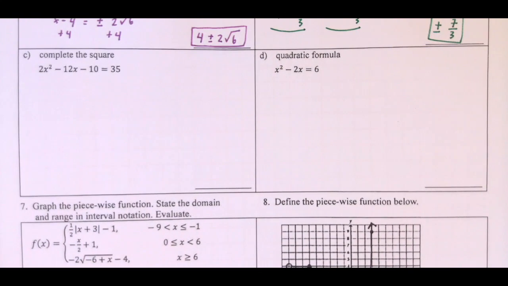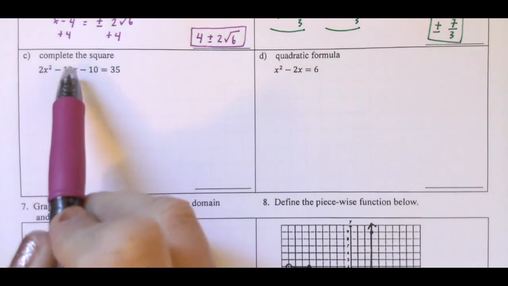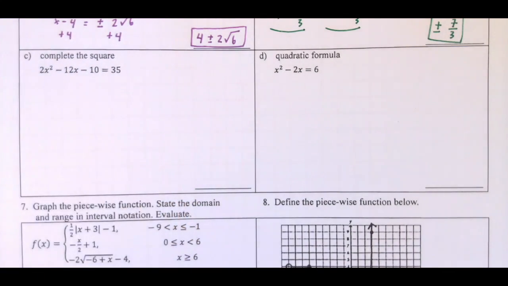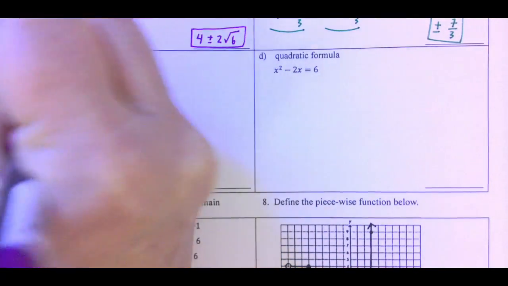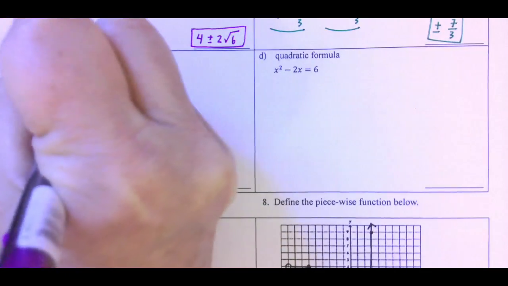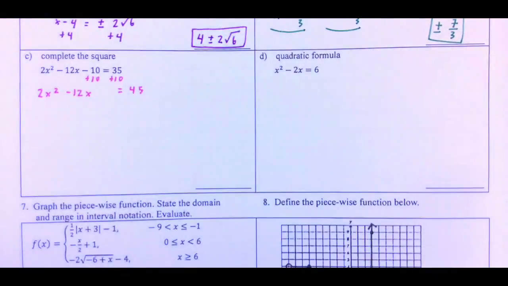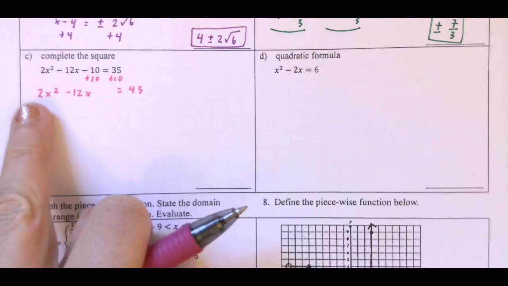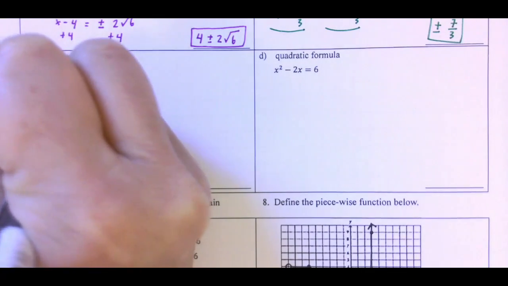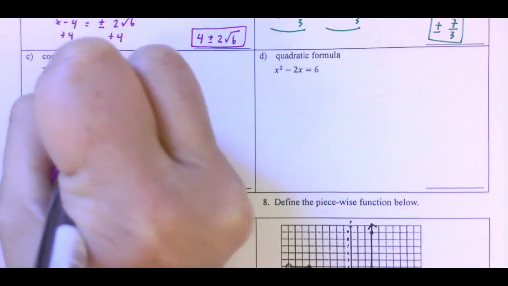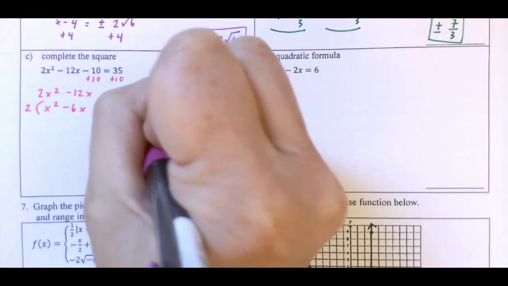Okay, next, can you solve by completing the square? So first rule here is get all of the terms with x by itself. So I'm going to add the 10 to the other side. So 2x squared minus 12x is equal to 45. Okay, divide out the coefficient in front of the x squared. So 2 parentheses, x squared minus 6x, close parentheses, equals 45.